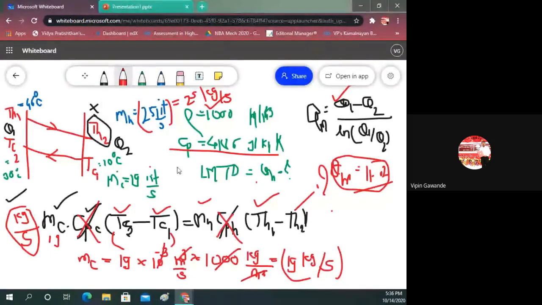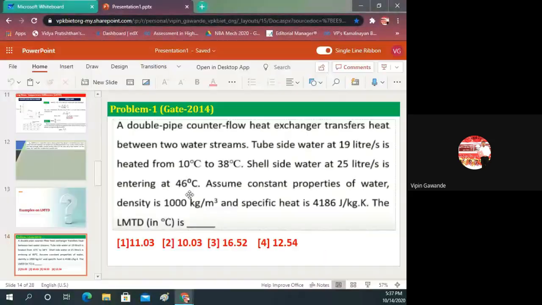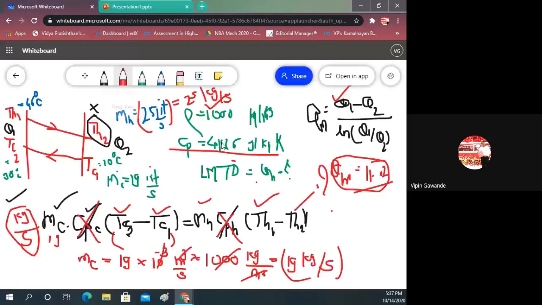But what is required? First of all, what is his question? His question is how to calculate LMTD. So first I will write down the formula for LMTD. The formula for LMTD is (theta 1 minus theta 2) divided by ln(theta 1 by theta 2). Now in this problem, how to calculate? Just see how to calculate theta 1. Theta 1 is TH1 minus TC2. It is known to us. Theta 2 is TH2 minus TC1. But out of that, TH2 is not known. Now how to calculate this TH2?